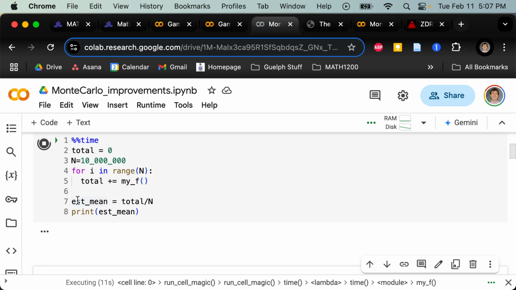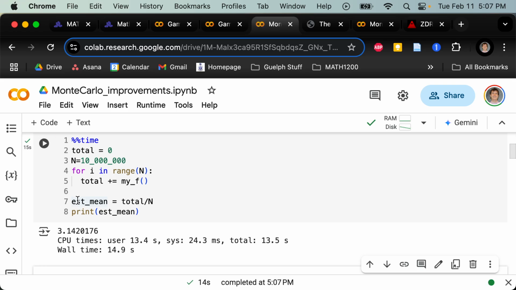Any questions or comments while the computer is adding up numbers 10 million times? Okay, there we go, 3.142. I still didn't get it. Okay, we're getting close.